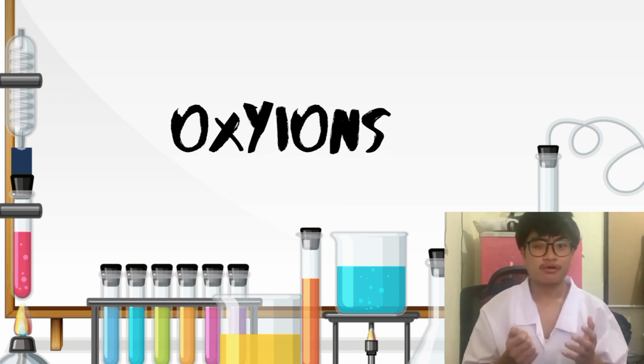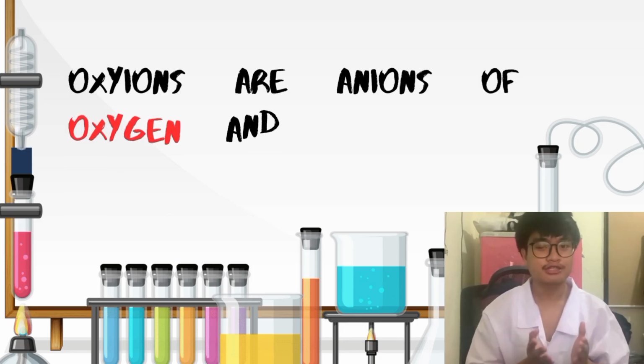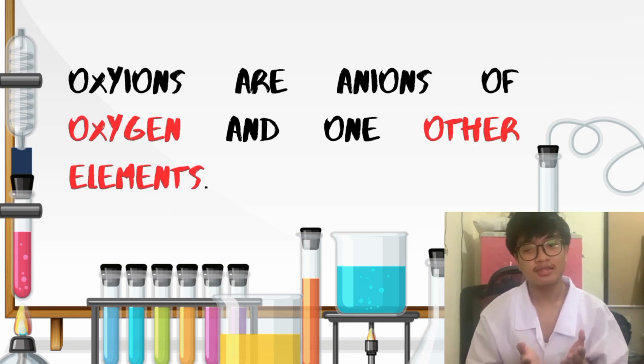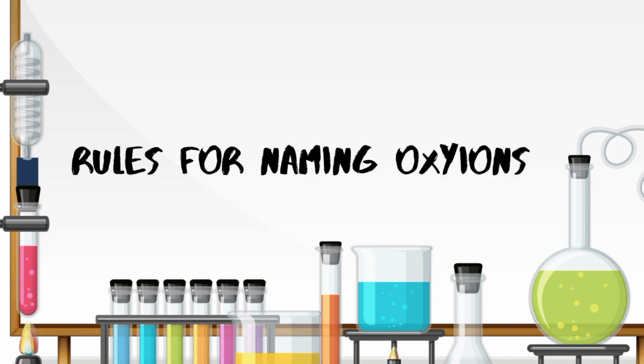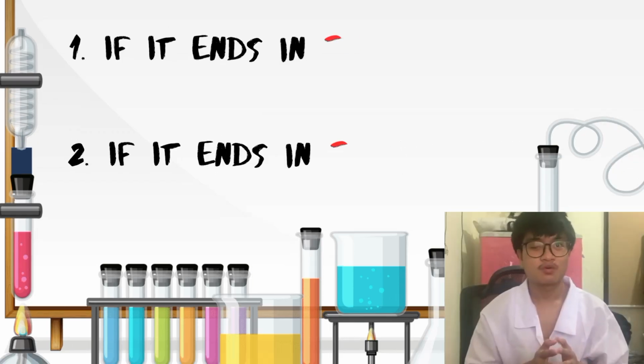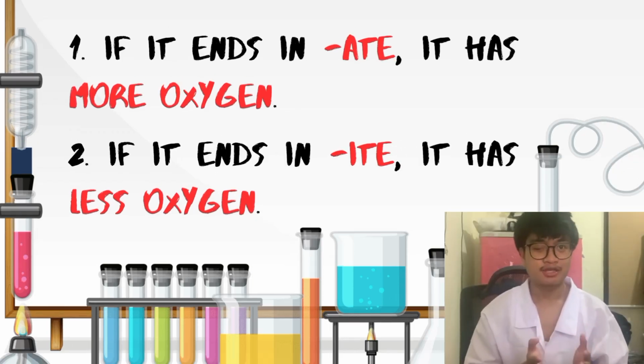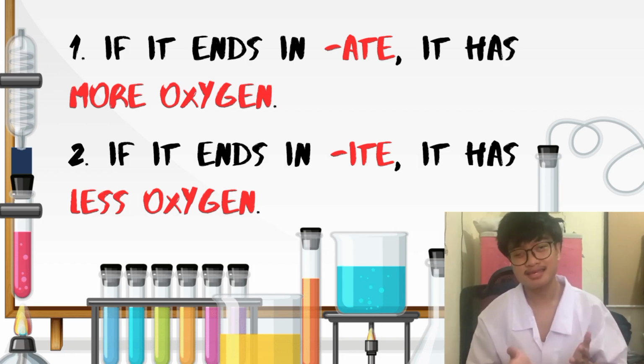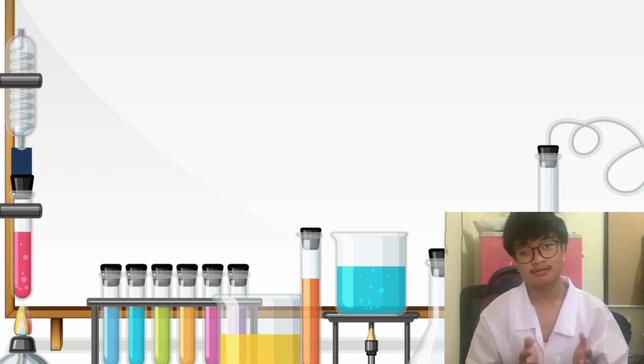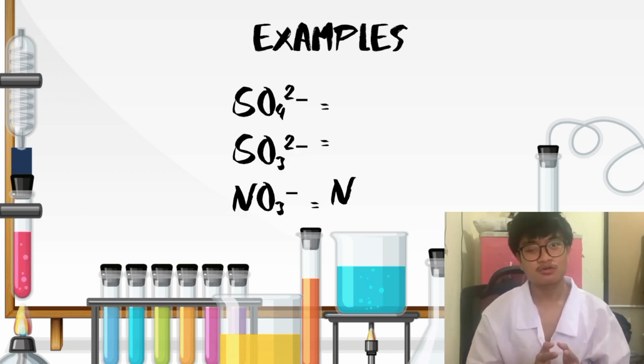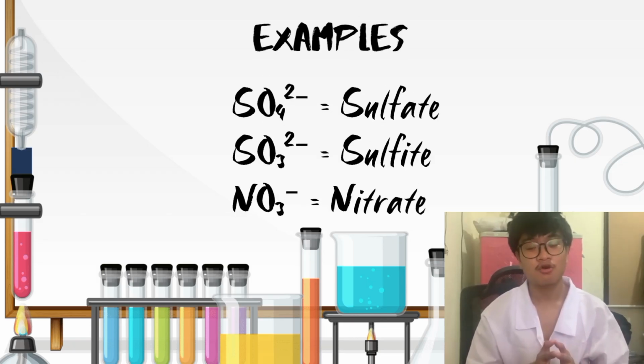Next up, we have oxides, oxyions, and oxyacids. Oxyions. What are oxyions? Oxyions are anions of oxygen and 1 other element. If it ends with the suffix ATE, it means it has more oxygen. But if it ends with the suffix ITE, it has less oxygen. For example, we have SO4 2 minus or sulfate, SO3 2 minus or sulfite. Lastly is NO3 minus or nitrate.